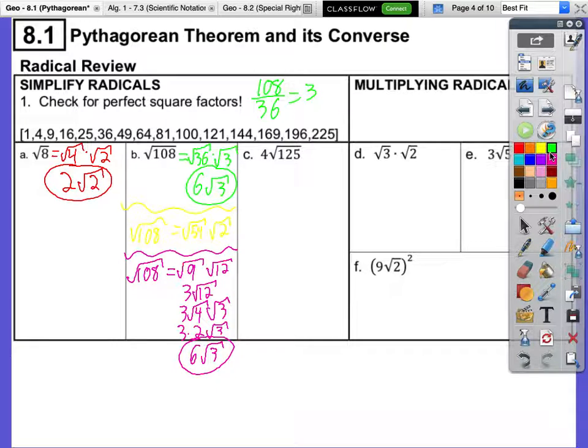Want us to look at letter C real quick? Let's look at letter C real quick here. 4 times the square root of 125. 25.